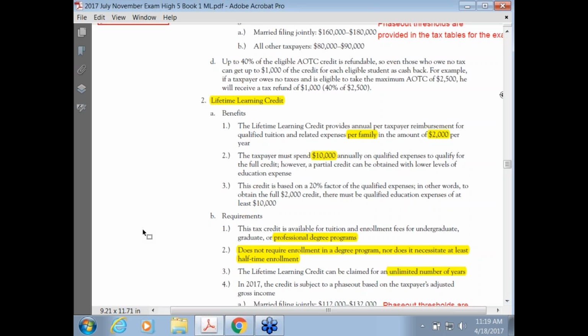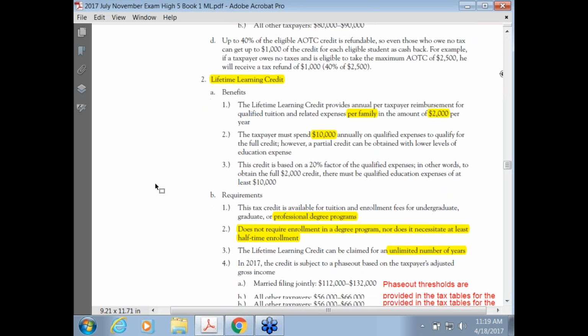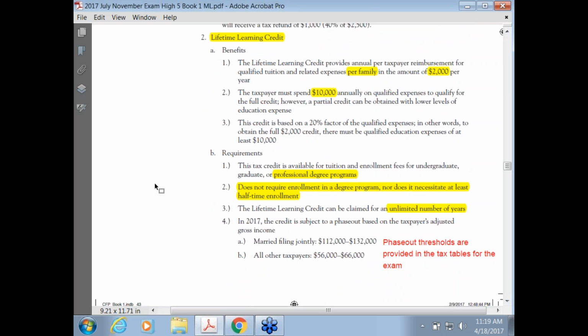Some of the questions in the pool will have you recommend the AOTC for each student, and then maybe there's a parent still in school on a part-time basis. Well, lifetime learning could come in there as well. So you're just kind of dividing it up. Also, another key testing point, I think, is here under the requirements. This can be taken for an unlimited number of years, whereas you read about the AOTC and it's just for 4 years of post-secondary. That's a nice benefit for lifetime learning. Again, I mentioned it doesn't have to be a professional degree program.